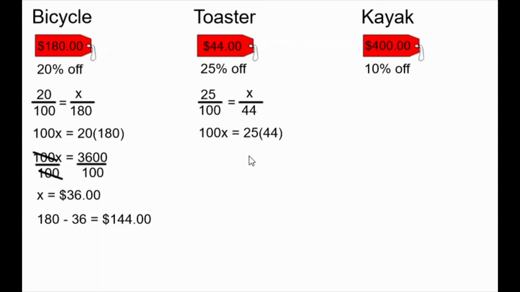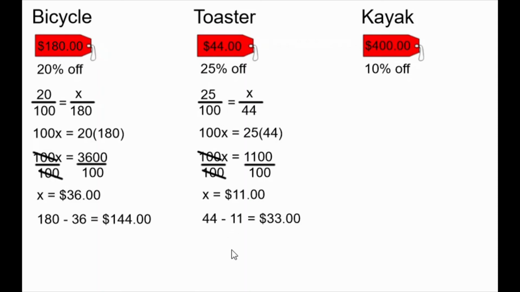We simplify on the right side. 25 times 44 is 1100. So we have 100x equals 1100. We have to isolate our variable, so we divide both sides by 100. These hundreds cancel. X is isolated and is equal to 1100 divided by 100, which is $11. That's how much we're going to save. But we still have to subtract it from the original price to see how much we have to pay. 44 minus 11 is 33, so we will be paying $33 for our toaster.